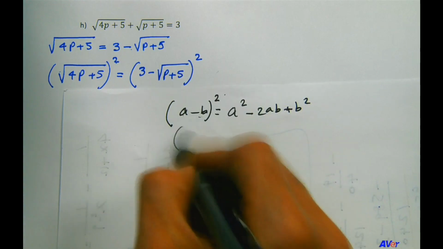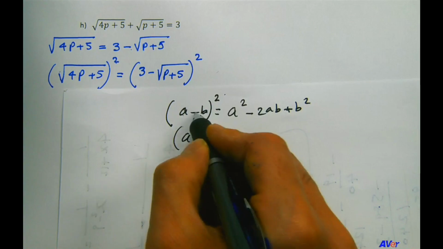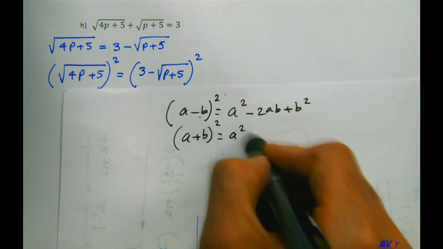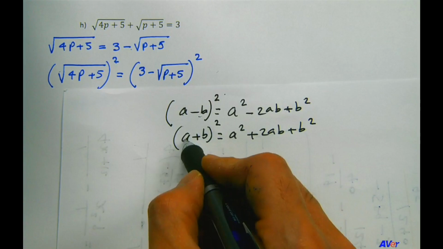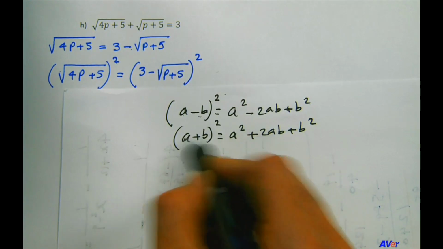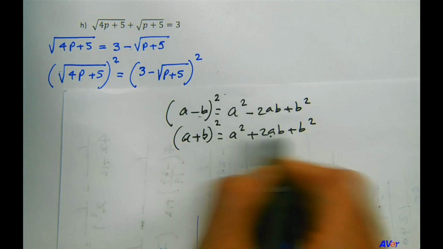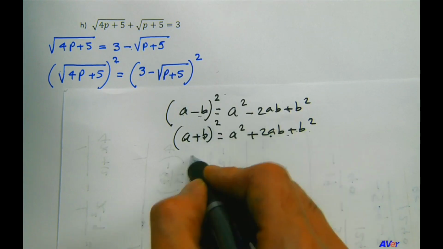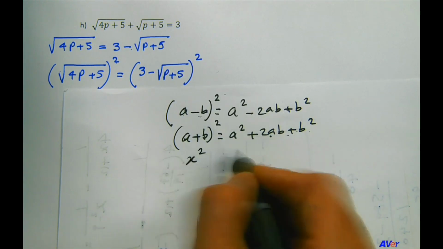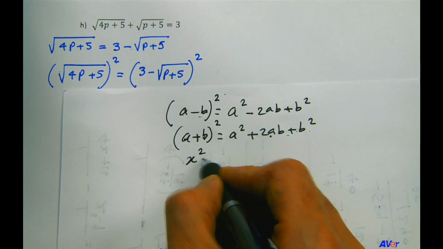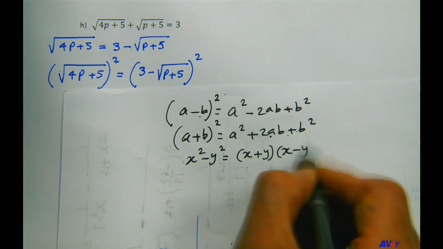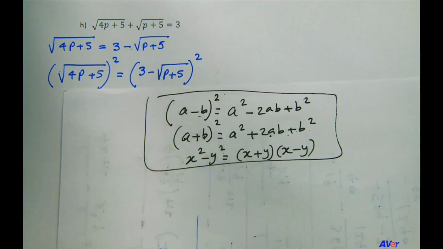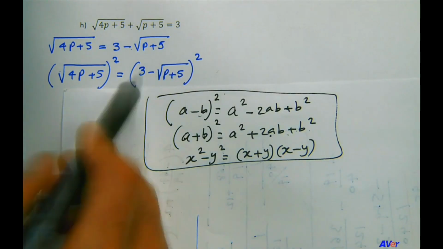What's the other special product formula? It's the same thing, but with the plus in the middle: a plus b squared is a squared plus 2ab plus b squared. The first term squared plus 2 times the first term times the second term plus the second term squared. What's the third one? The third one is the one that we used over and over again in some of the previous examples. x squared minus y squared is equal to x plus y times x minus y. You will be seeing these special product formulas again and again, and you're seeing it right here.